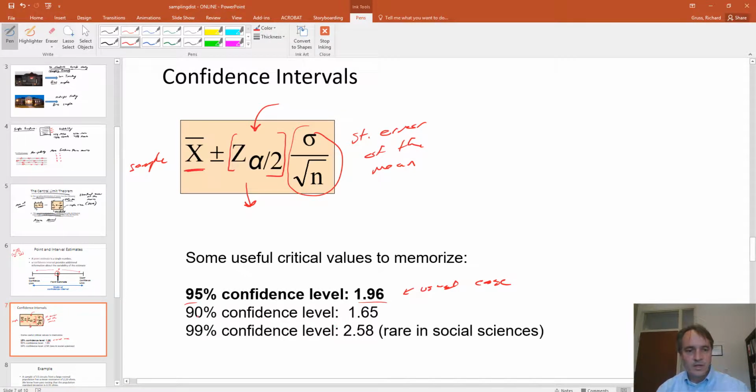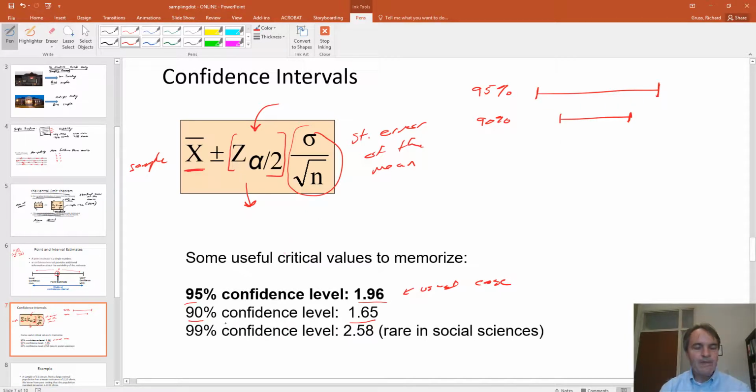If we only want to be 90% sure, then we multiply by 1.65. Notice that we're going to be multiplying by a smaller number, so it's going to be a narrower band. So if we have a 95% interval, it's going to look like this. But if we only have 90% confidence, it's going to be here. The more certain we want to be, the wider we have to make those endpoints.